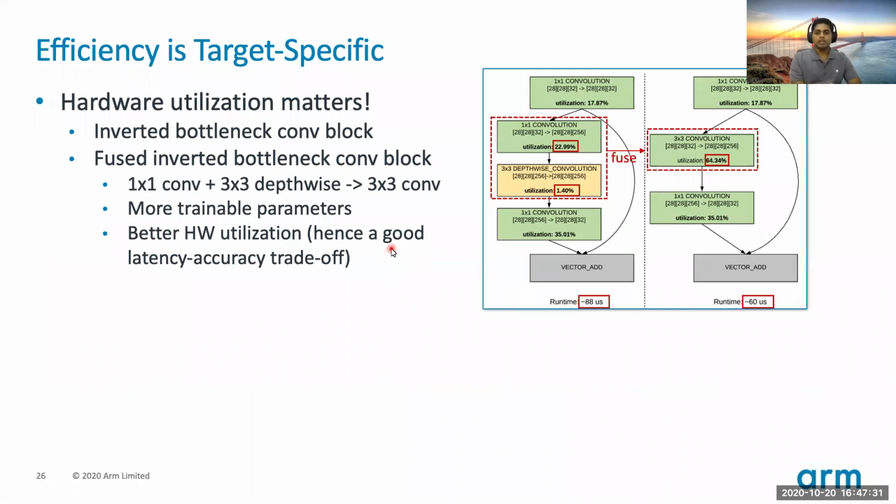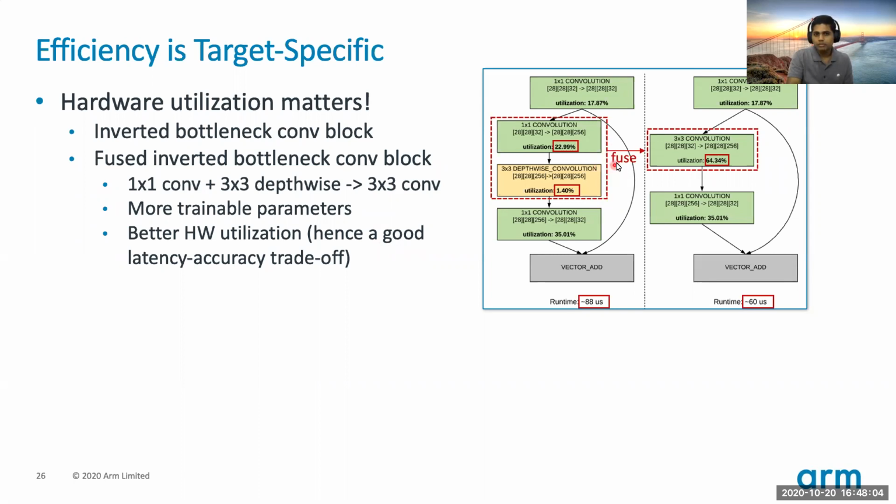I mentioned MobileNet V2 being a popular building block, but is it always efficient for all the IPs? Here is an example from one of the research papers, especially targeting MobileNet V2-like architecture for edge TPUs. So we show that efficiency is very target specific. For example, here we see the inverted bottleneck consists of a 1 by 1 convolution followed by a 3 by 3 convolution, and then followed by another 1 by 1 convolution.